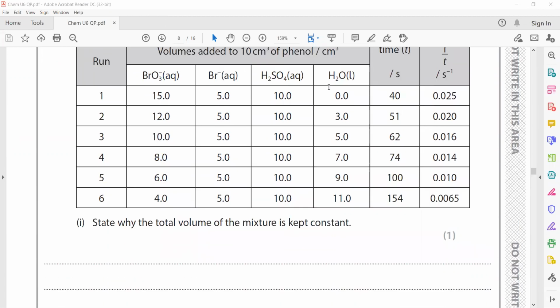Suggest why the total volume of the mixture is kept constant. So what is the reason why when we keep the total volume the same, the volume is proportional to concentration? What does it mean? Volume proportional to concentration means the one which has a greater proportion or greater volume in the mixture will have a higher concentration in the solution. So we can work out the change in the volume as change in concentration.